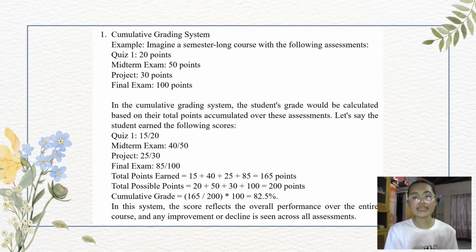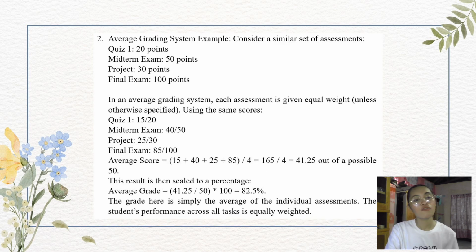As you can see on the screen, for the cumulative grading system, the score reflects the overall performance over the entire course, and any improvement or decline is seen across all assessments. For the averaging grading system, the grade here is simply the average of the individual assessments. The student's performance across all tasks is equally weighted.